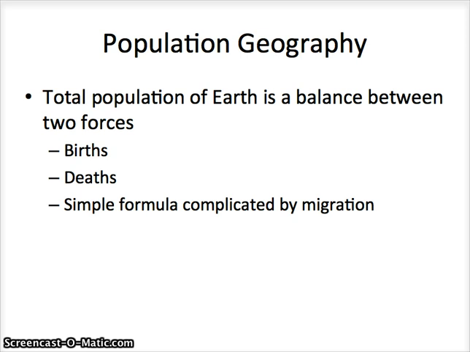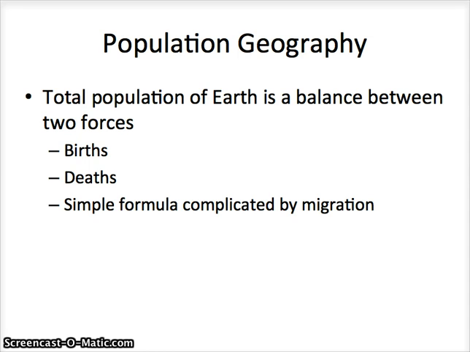Population is really just the total balance between births and deaths. So we really just need to look at those two different forces. How many people are being born, how many people are dying. And that essentially is what population is. It's really just a balance between births and deaths.